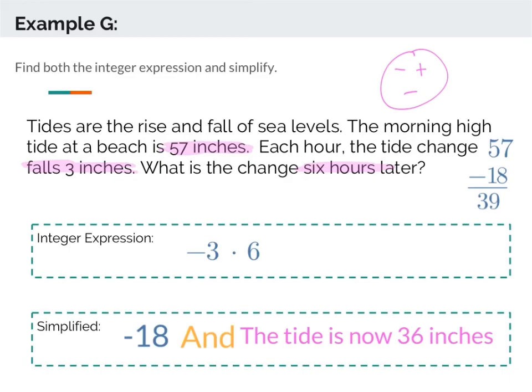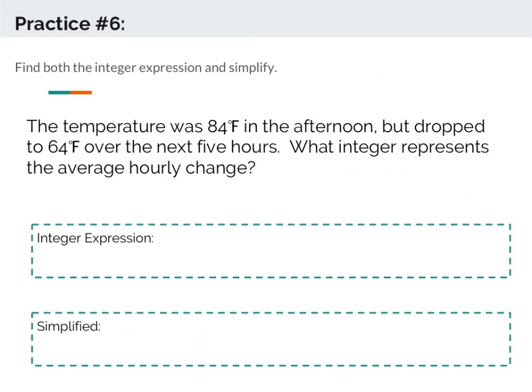I want you to try this last one now on your own. Here we are at practice number 6, and it says the temperature was 84 degrees Fahrenheit in the afternoon, but dropped to 64 degrees Fahrenheit over the next 5 hours. What integer represents the hourly change? So I want you to try this on your own. You're going to go ahead and pause the video and then press play again to see if you are right.